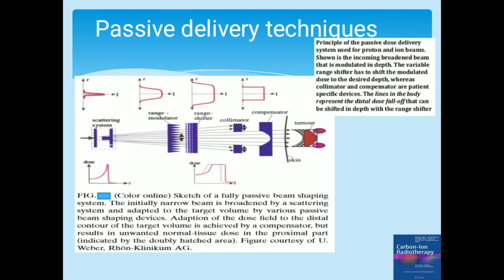This is a sketch of a fully passive beam shaping system. The initially narrow beam is broadened by a scattering system and adapted to the target volume by various passive beam shaping devices. Adaptation of the dose field to the distal contour of the target volume is achieved by a compensator but results in unwanted normal tissue dose in the proximal part, indicated by the doubly hatched area.